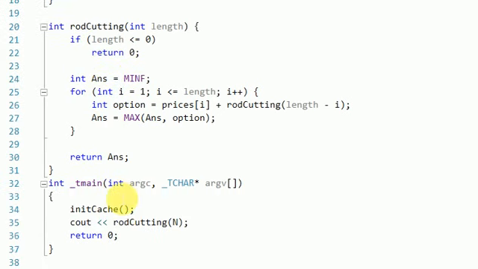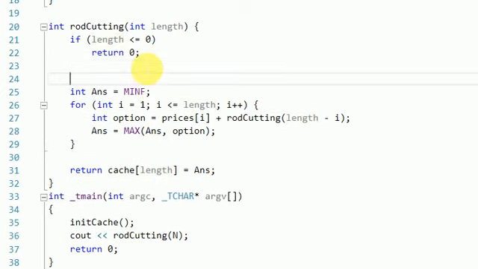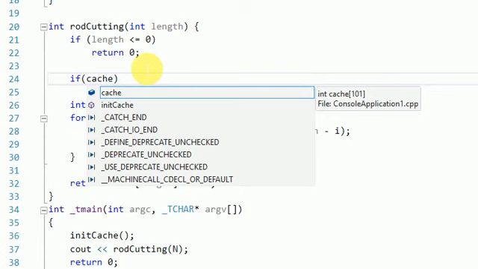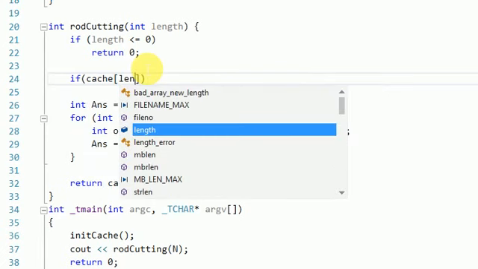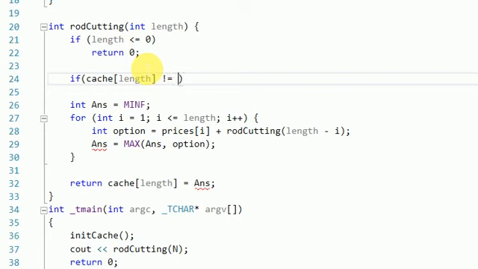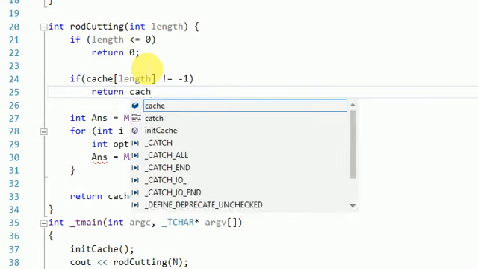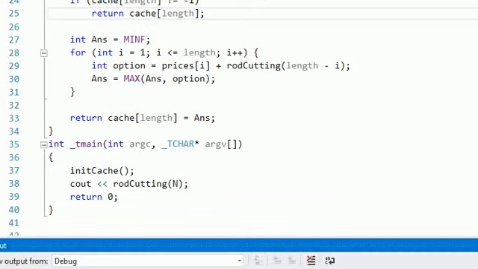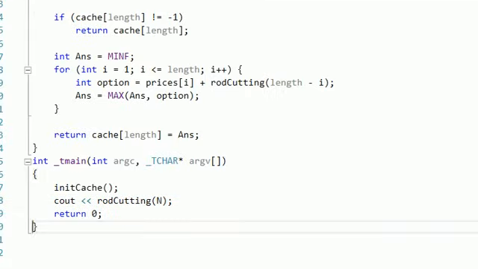Now, whenever you are returning the answer, you save that answer for that particular length state in the cache, and then return it. Again, if it asks to calculate that particular length, you check if cache of length is not equal to -1, which means it's already calculated. So return from the cache. Don't calculate further and don't call the recursion again. Now if you run it, you will get the output in a few milliseconds.